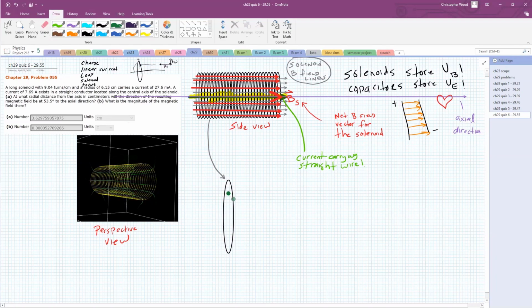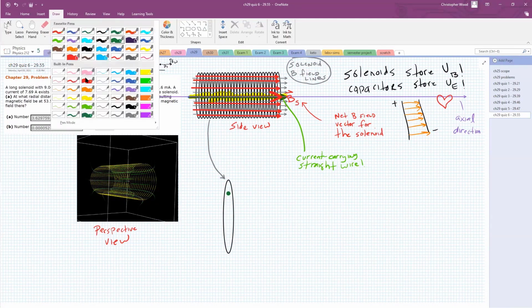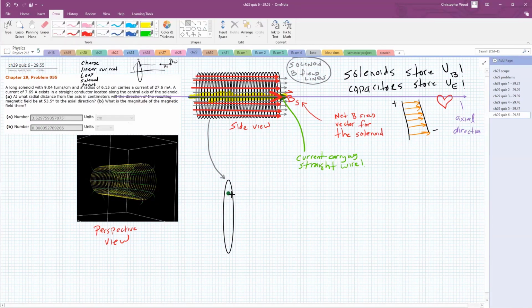If Probert stands right there, I know what the magnetic field is doing from the solenoid. Once again, the magnetic field from the solenoid is just doing this. So this is the magnetic field vector created by the solenoid. B subscript S stands for solenoid. And then also at this point, there is a magnetic field created by this wire right here.